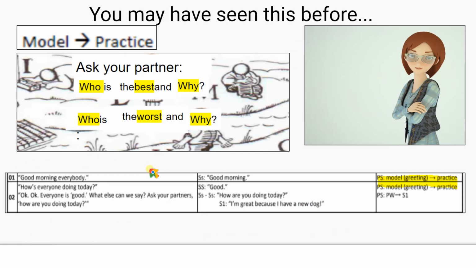And you may have seen this before in Welcome Week. For example, in the interactions demonstration, the teacher at a certain point said, okay, repeat after me, who is the best and why? Ask your partner who is the worst and why, and so on. So that was very much designed to get the students interacting so they could perform this task. So that's model to practice. And you've seen it before in your interactions model. In this case, it's a simple greeting. Good morning, everybody. Good morning. Ask your partner, good morning, blah, blah, blah.